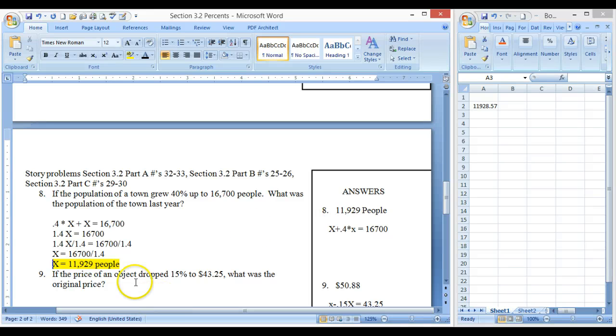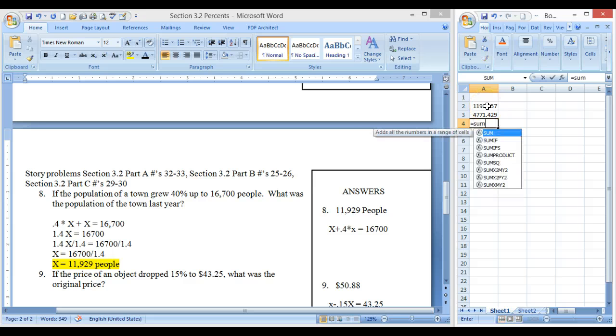All right, and if I wanted to check this again, all I would do is take this, times it by the 40% because that's how much it grew, equals 0.4 times my original amount, and then add those two together. So equals, let's go ahead and do the sum formula just because we're going to change it up a little bit. And there we go. There's our final population for the next year.